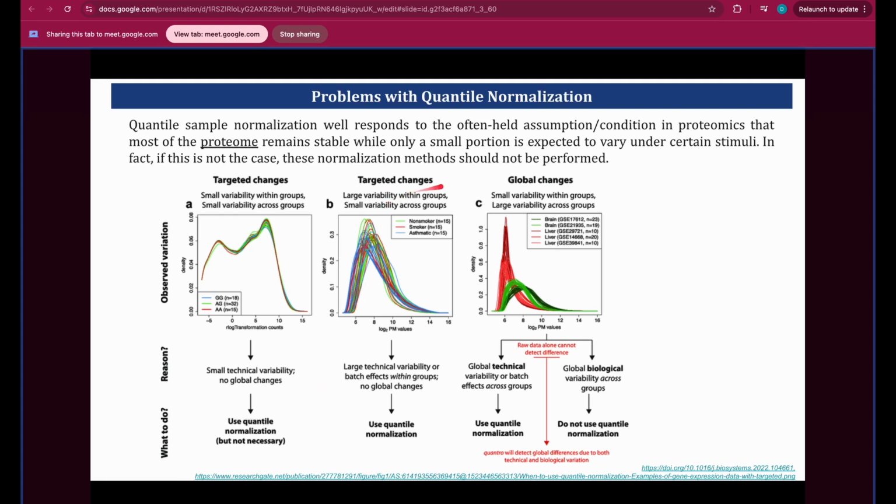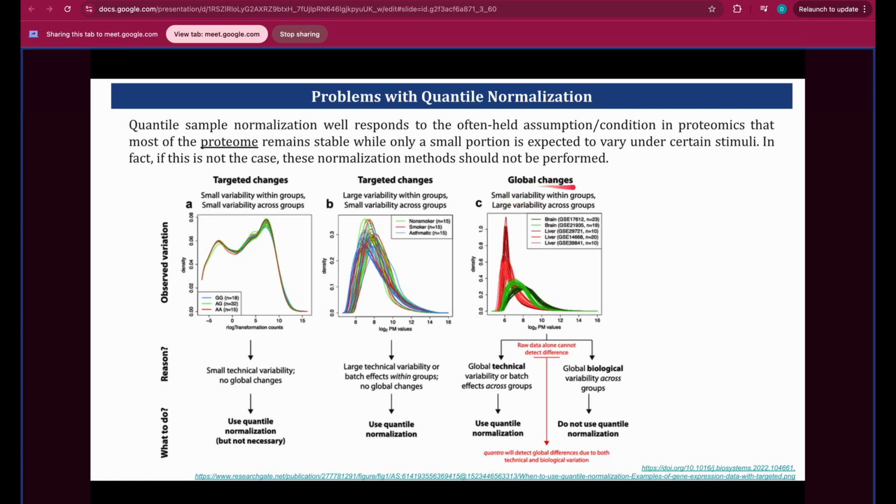Whereas if we talk about the targeted changes, where there is large variability within the groups, meaning inside the group only there is large variability and small variability across the groups. What can happen is this variability within the same group can arise due to technical variability, or due to batch effects. So there are no global changes, but within that particular subset changes are coming because of your batch effect, that is, how the samples were prepared. To deal with that, you can go for quantile normalization, and you should go for quantile normalization in such scenarios where the changes are happening within the same group.